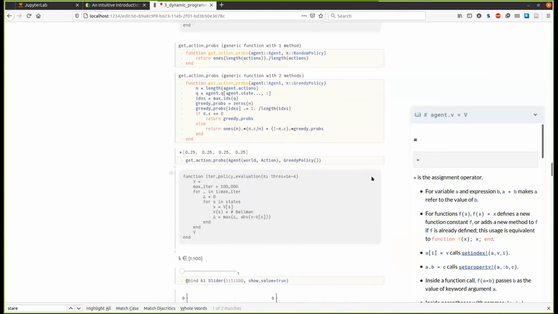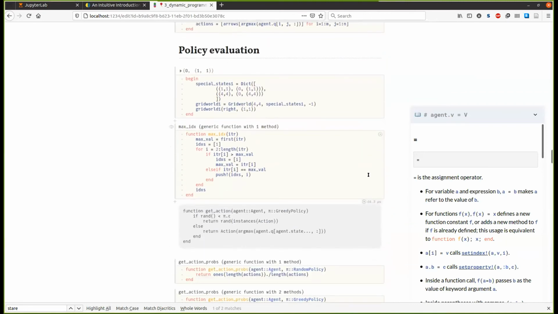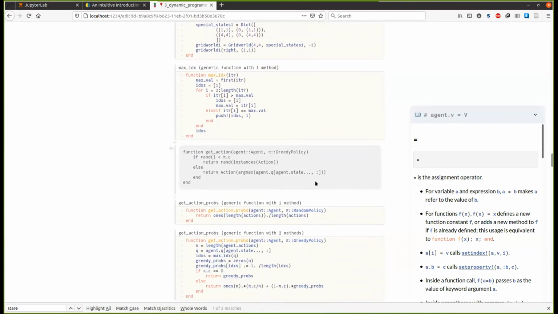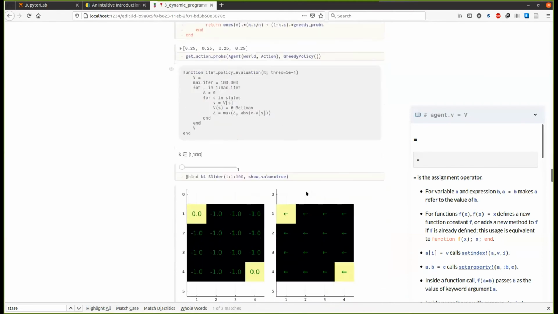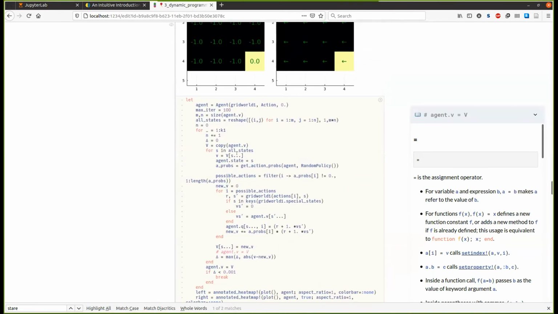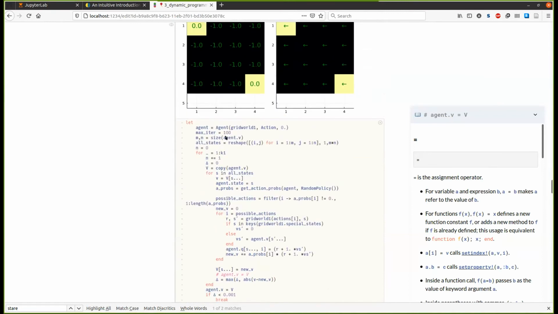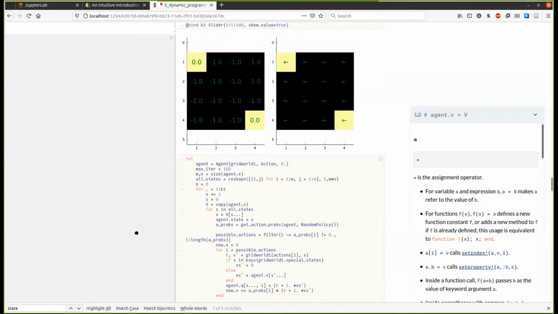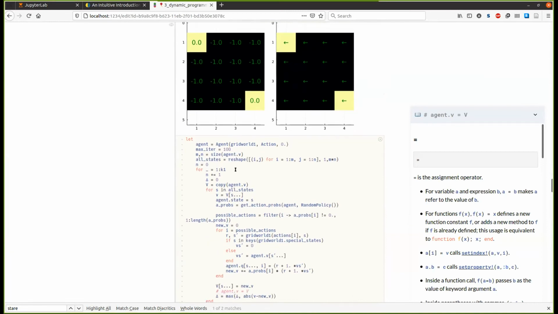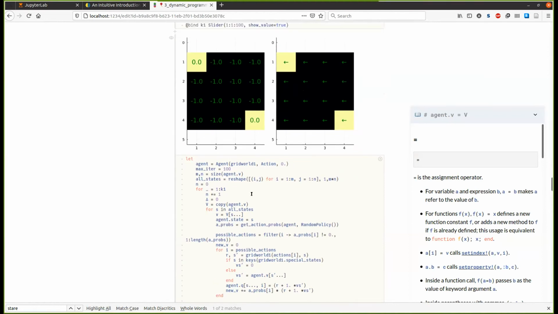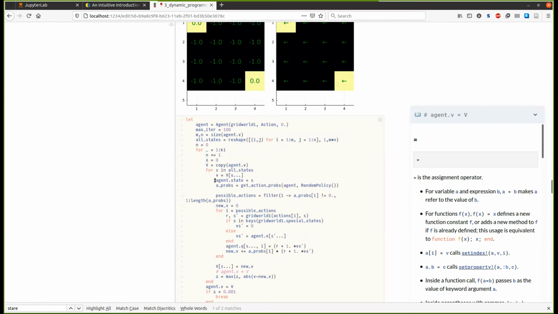So here is where it starts. The first part of it is policy evaluation. Basically, what we do here is re-implement what they have in the book. We construct a simple grid world problem and create an agent which we use for evaluating the value function. The agent here basically just holds this value function.